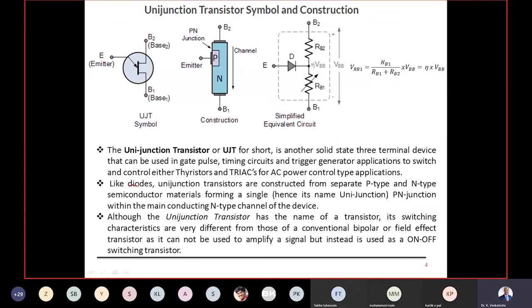Next he says, like diodes, UJTs are constructed from separate P-type material, nothing but the emitter point, and N-type semiconductor material, forming a single PN junction. The viva question is why it is called uni-junction. It's called uni-junction because there is only one junction available between the P-type emitter and the N-type base points.